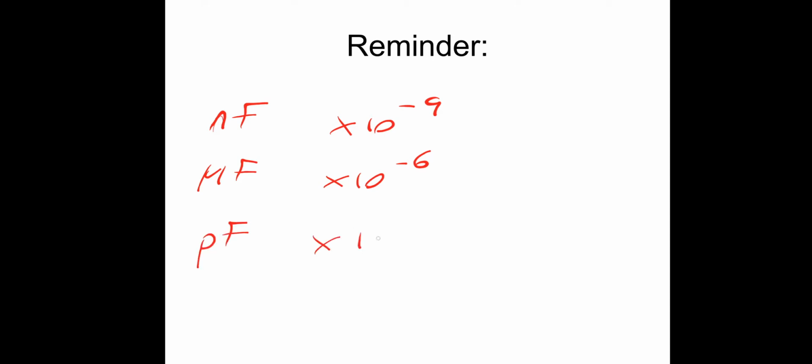Just a quick reminder. Nano means times 10 to the minus 9. Micro you should know, but micro would be times 10 to the minus 6. And then one that you might not be aware of is pico, and pico is times 10 to the minus 12.